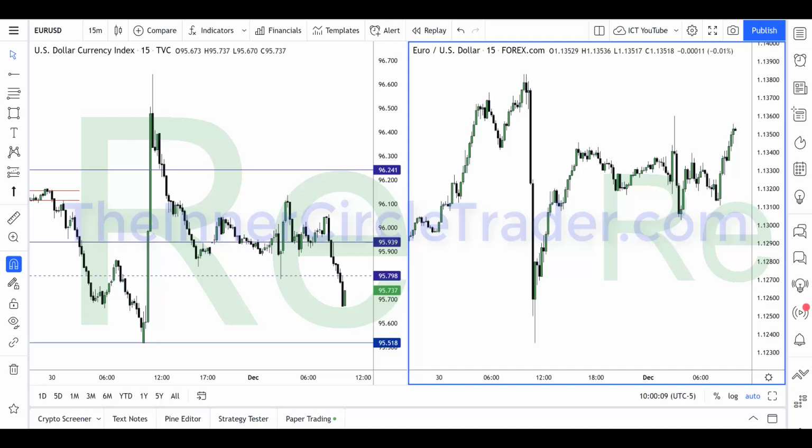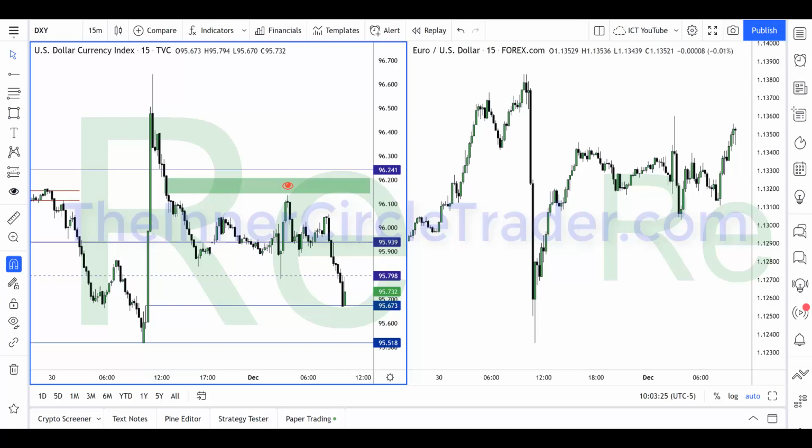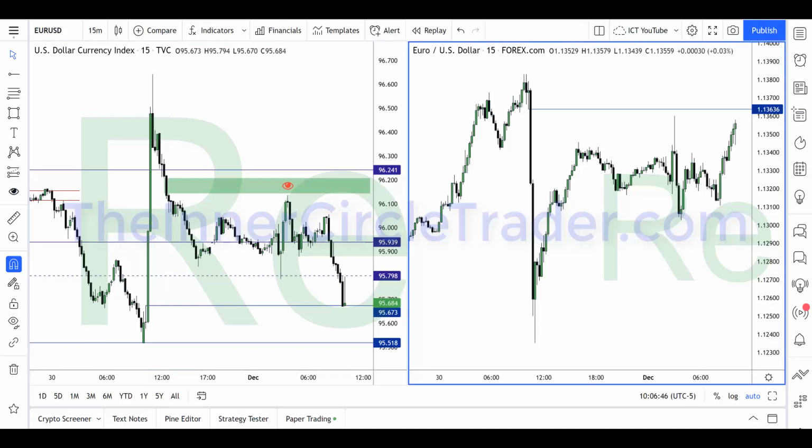All right, let's see what kind of reaction we get. That dashed line is the daily bullish order block, and we're getting some nice runs. So this is a sped up recording.